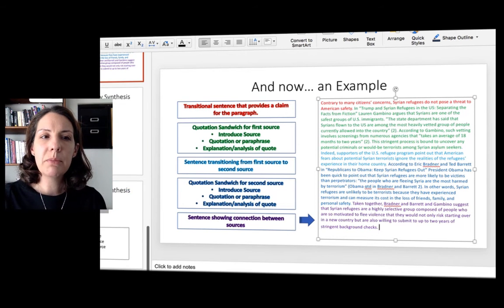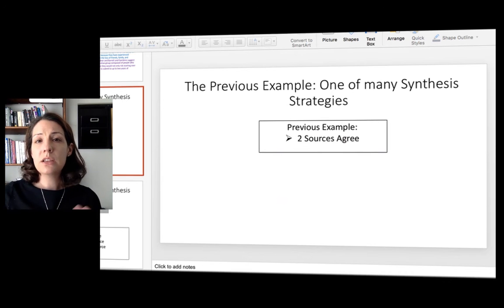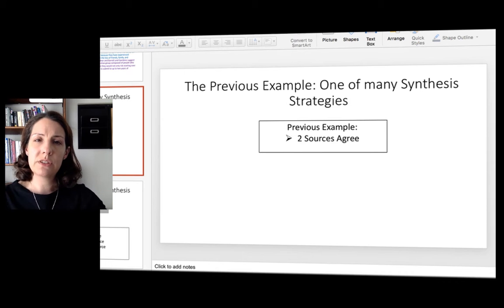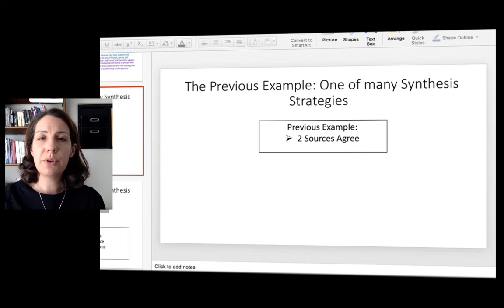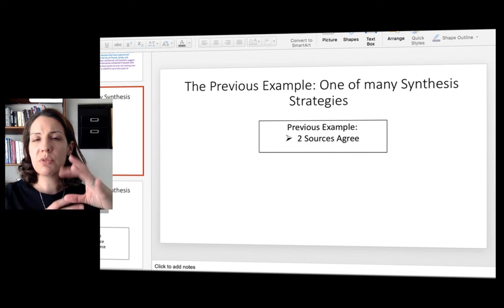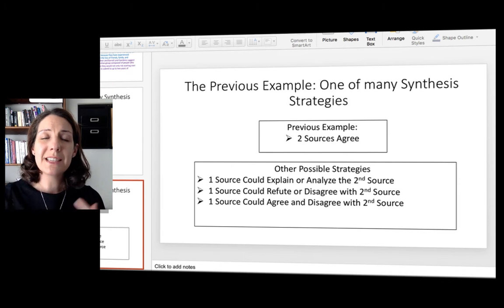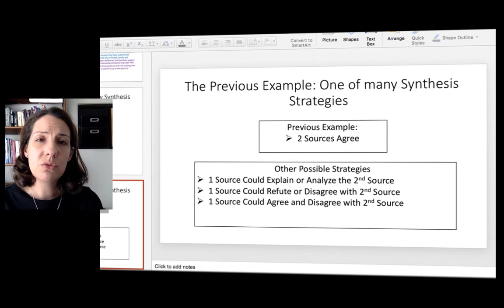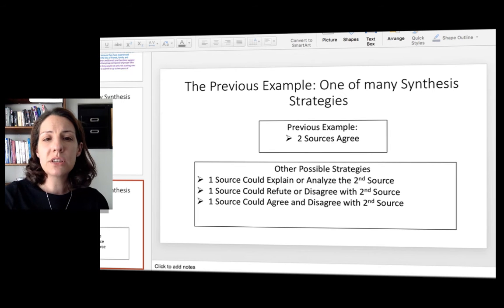Now, I want to talk a little bit about the strategy that I used in the above paragraph, because it matters how you combine different sources. In the above example, I used one of what are actually multiple strategies. The strategy that I used is to provide two sources that essentially agree with one another. In the above example, they each provided information that agreed with the idea that Syrians pose no threat. But this isn't the only strategy that I can adopt when I'm using two sources. I've included some other possible strategies in this last slide.